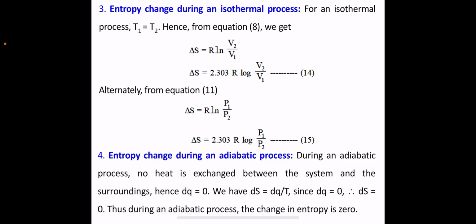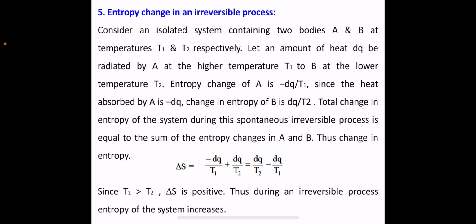No entropy change occurs in an adiabatic process because no heat has been exchanged between the system and the surroundings. When no heat is exchanged, the change in entropy also becomes 0. That is why during an adiabatic process the change in entropy is 0.